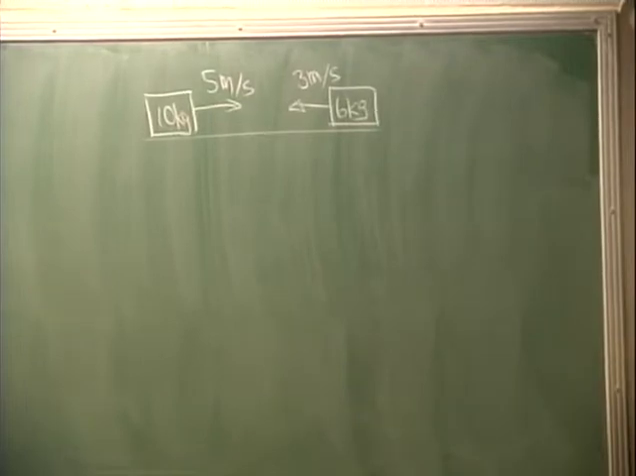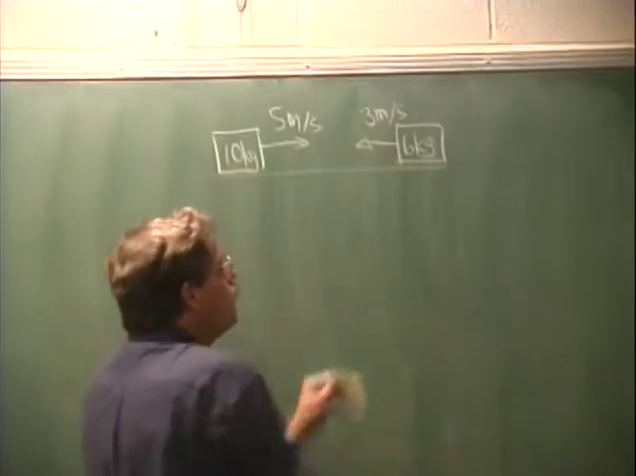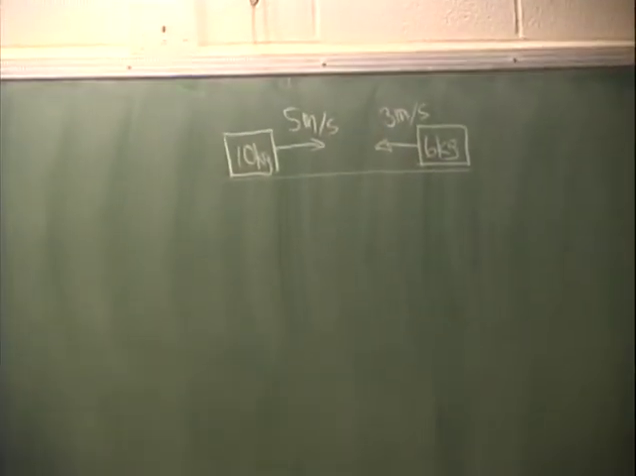So can you picture that? A 10 kilogram cart, fairly heavy one, coming along at 5 meters per second. A somewhat smaller cart going the other direction at 3 meters per second. They smash into each other.